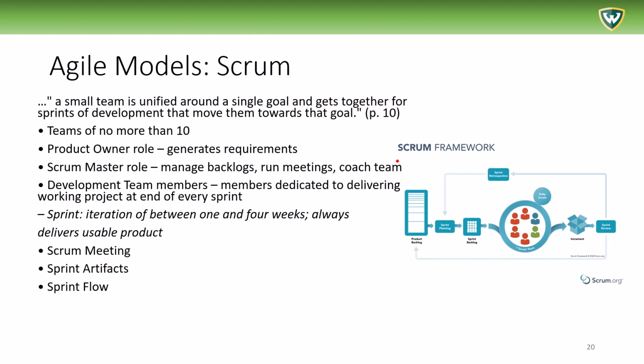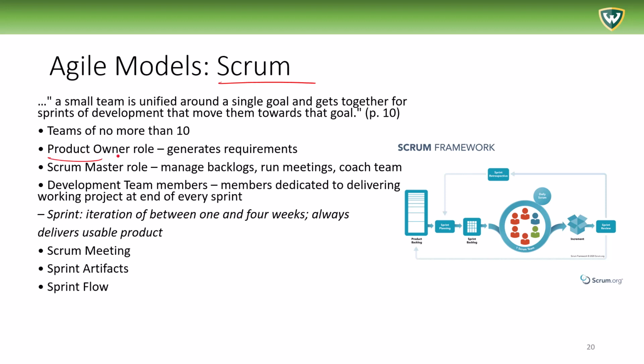One of the most famous agile methodologies, or we can think of it also as a philosophy or a set of processes, a kind of standardized set of processes, is called Scrum. It consists of a small team that is unified around a single goal and gets together for sprints of development that move them towards that goal. The teams have no more than 10 people usually.